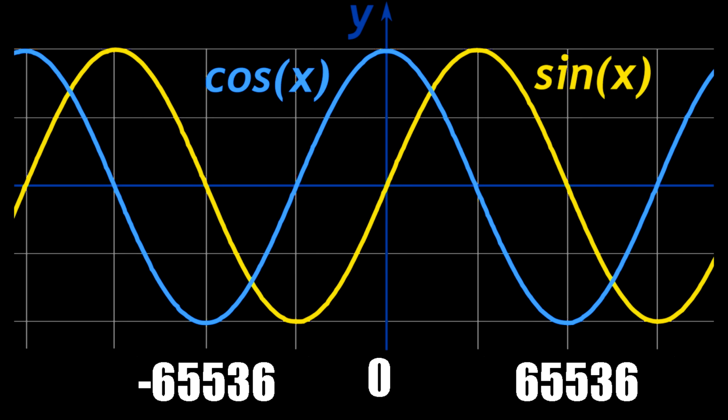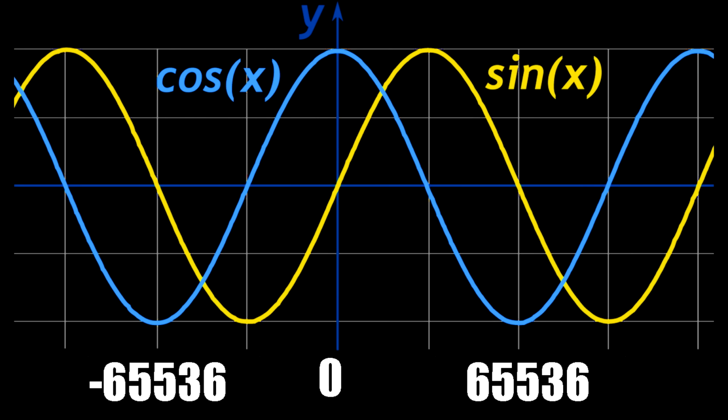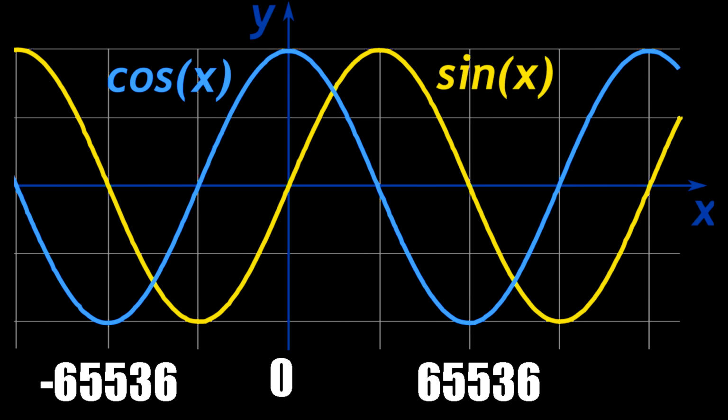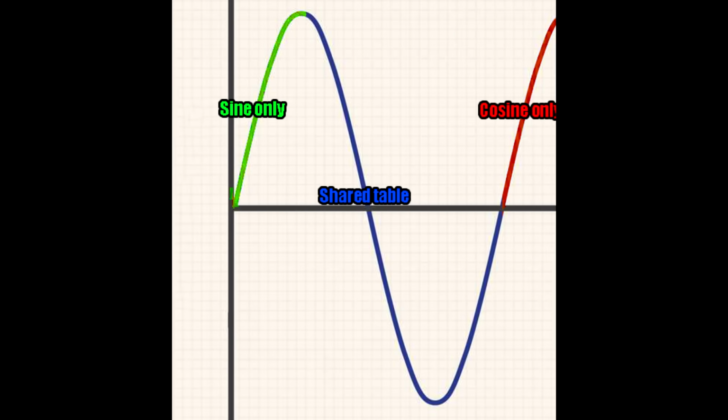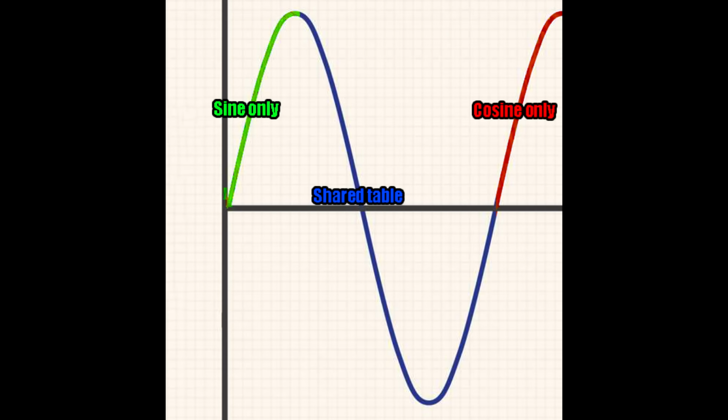What does this mean for Mario 64? Well, it means that they could reuse the sine table as a cosine table by simply attaching the last 1024 cosine values to the table. And that is exactly what they did. This bumped up the total table size to 5 kilobytes.